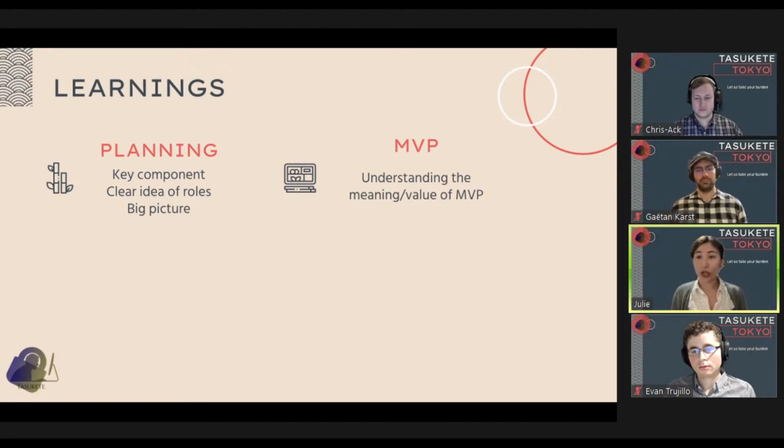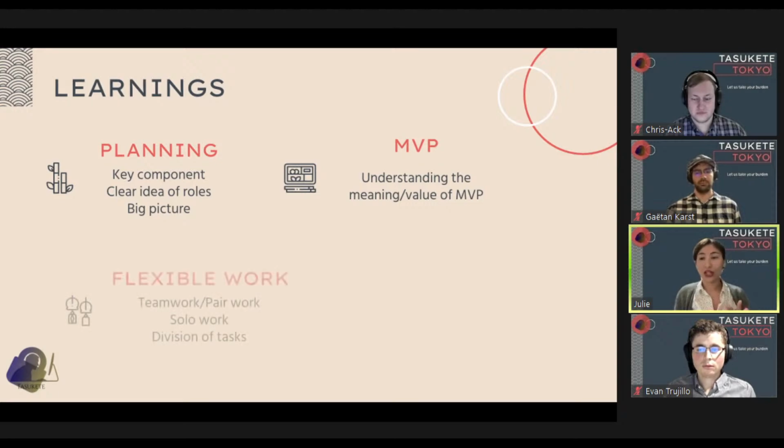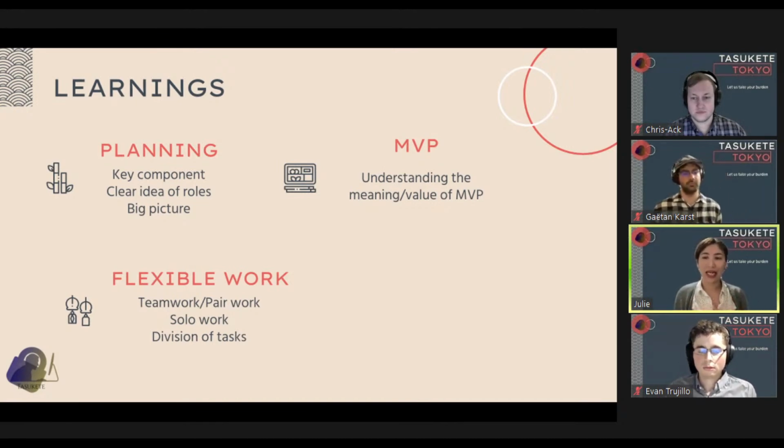We also learned a lot about MVP, which is the minimum viable product, which Chris already mentioned was a big challenge for us. But I think by the end, we really understood exactly what it is to have a simple MVP ready. The third thing that we learned about, I think, was flexible working. As Gaetan said, we started off with teamwork and pair programming, and then moved on to solo work and pair work again.